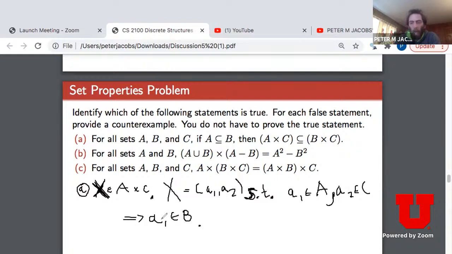All right, so now we have that A1 is in B and A2 is in C, and X is (A1, A2). So X is an ordered pair where its first coordinate is in B and its second coordinate is in C. Therefore, X is a member of B cross C. So we've just shown that for an arbitrary member of A cross C, it is a member of B cross C. Therefore, every element of A cross C is a member of B cross C, and so A cross C is a subset of B cross C.